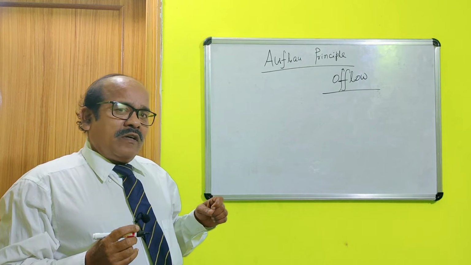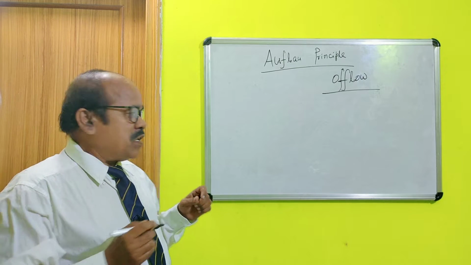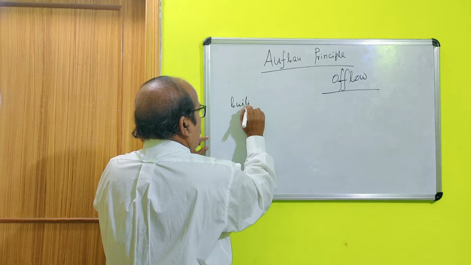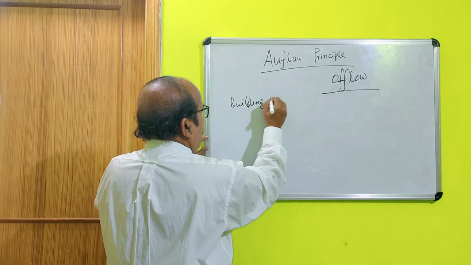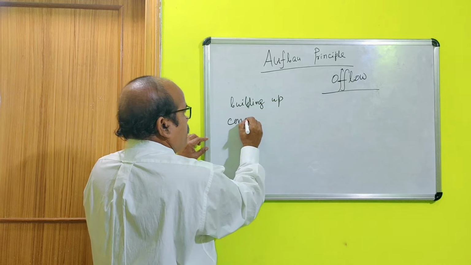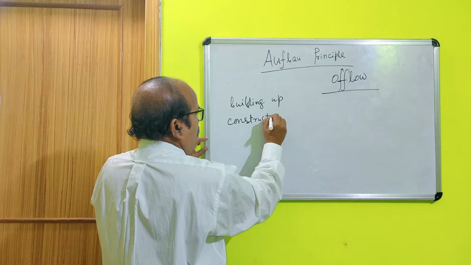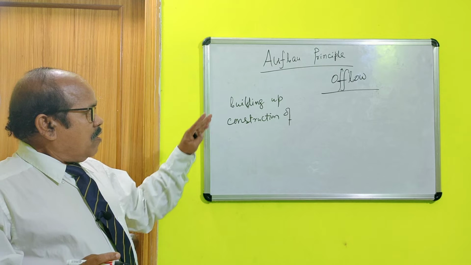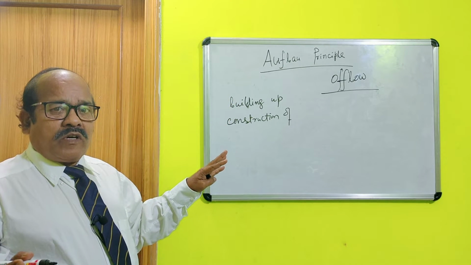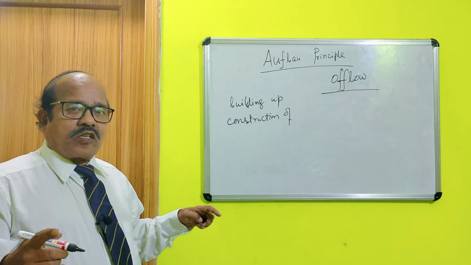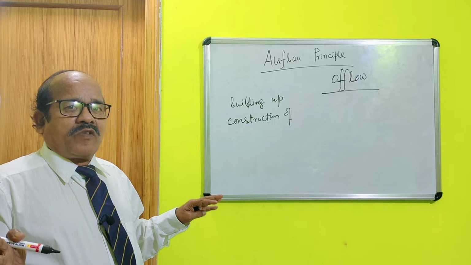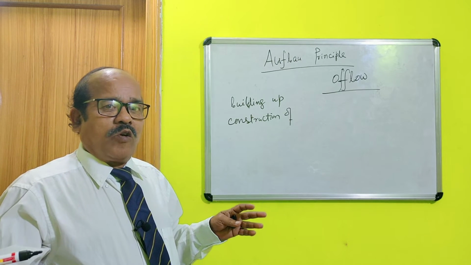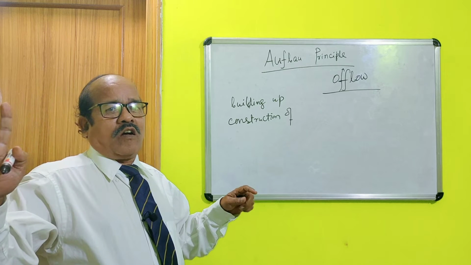It's a German word which means building up, or construction of. Aufbau is a German word which means building of or construction of subcells. How the electrons are filled up in a subcell, where the electrons will go, in which subcell it will go, from lower energy to higher energy.